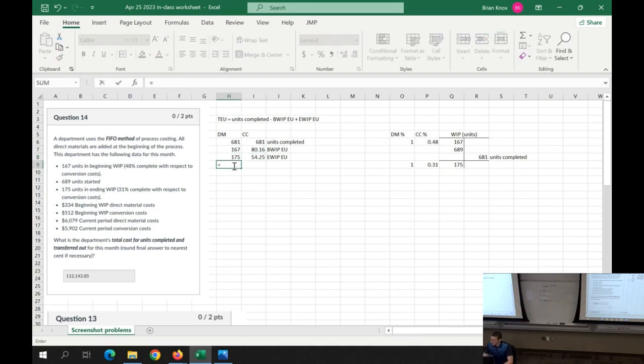Okay, and now in this cell, I will create TEU by taking units completed minus the beginning WIP equivalent units plus the ending WIP equivalent units, just following the equation right here. All right, so step one is check, done. Our total equivalent units has been figured using FIFO for our two cost categories. So this is going to form the denominator for our rates, our direct material cost per equivalent unit and our conversion cost per equivalent unit.